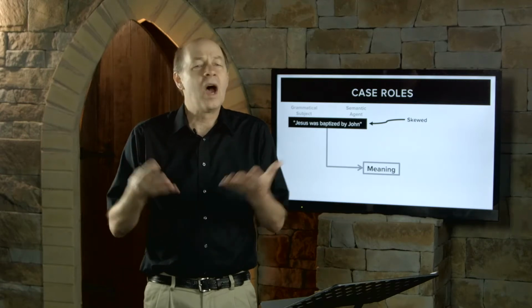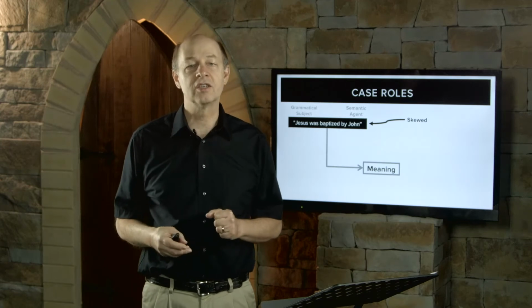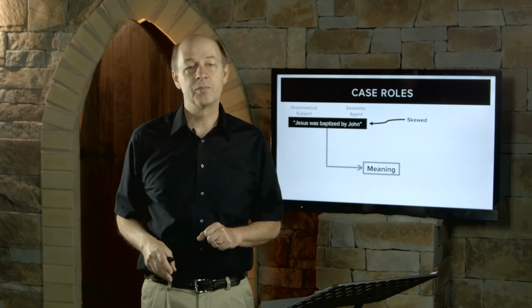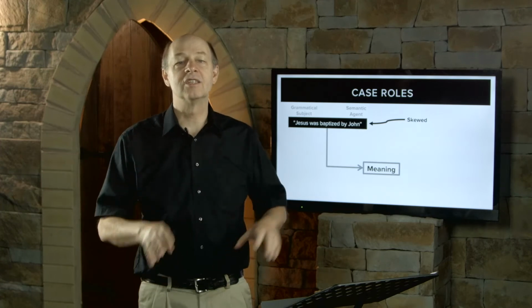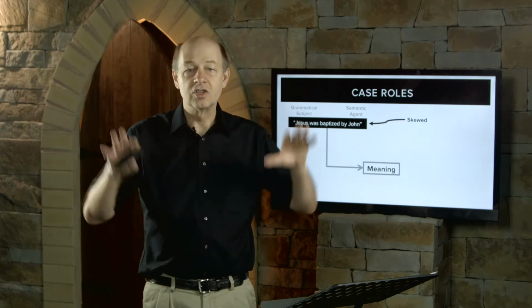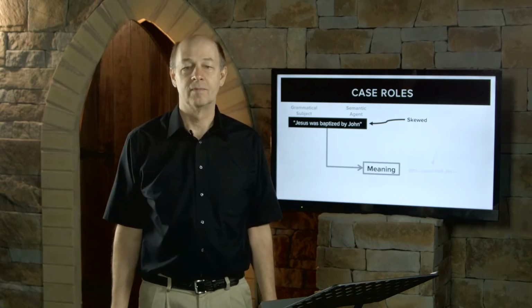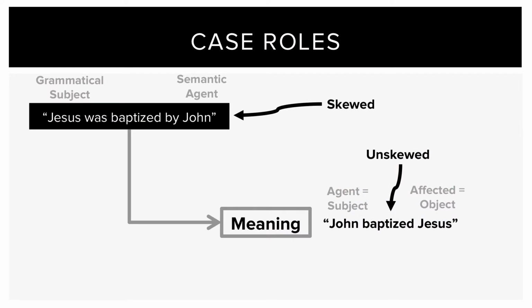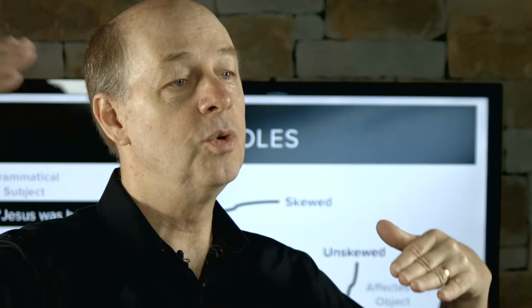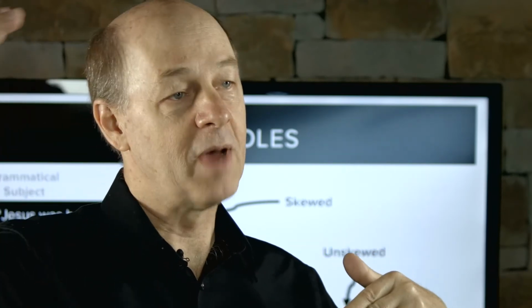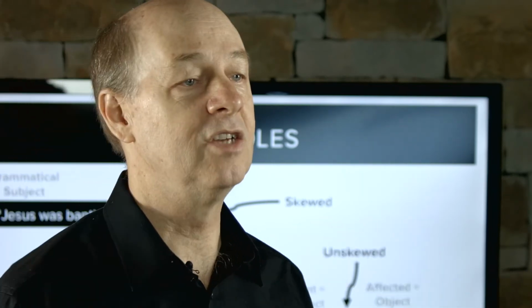So we may say, why can't we just use the grammatical terms? We're already accustomed to the term subject. Well, the problem is that the grammatical subject is not always the semantic agent. So we must have two separate sets of terms because of skewing. If this proposition were restated in its unskewed form, we would say John baptized Jesus. In this case, the grammatical subject is the semantic agent. There is no skewing. We have lined these up. Skewing, again, is a mismatch when the grammatical subject is not the semantic agent.